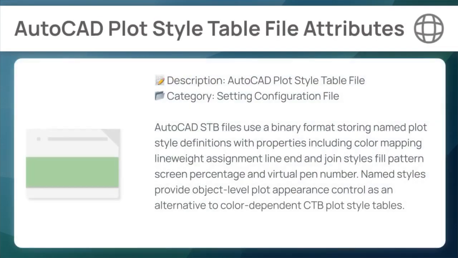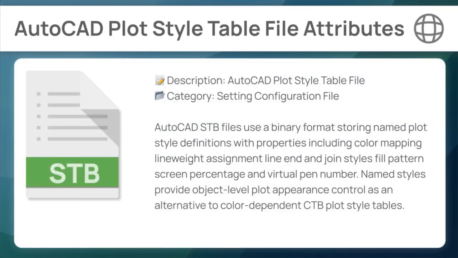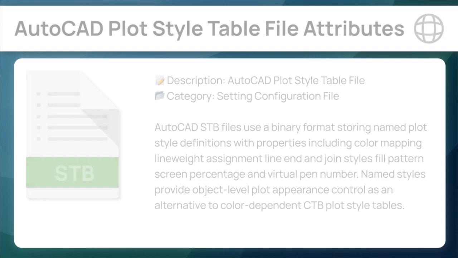AutoCAD STB files use a binary format, storing named plot style definitions with properties including color mapping, line weight assignment, line end, and join styles. Fill pattern, screen percentage, and virtual pen number. Named styles provide object-level plot appearance control as an alternative to color-dependent CTB plot style tables.